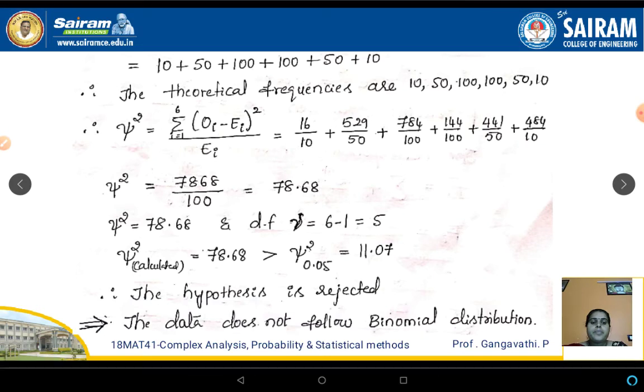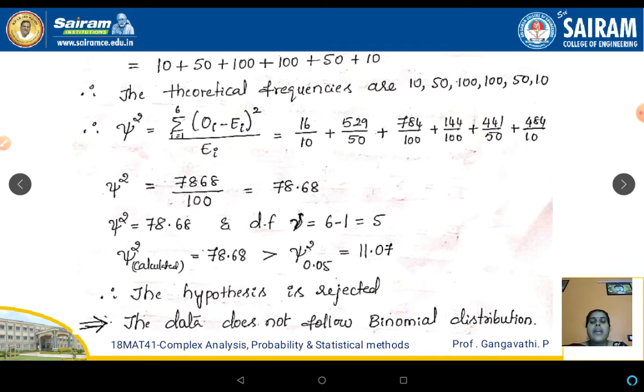Now let us use the definition of chi-square. Let us calculate the value of chi-square, which can be done by using this formula: summation i equal to 1 to 6, because 6 numbers are given, of (Oi minus Ei) whole square by Ei. So substitute i equal to 1, you get (O1 minus E1) whole square by E1. On substituting the respective values and simplifying, we get 16 by 10.